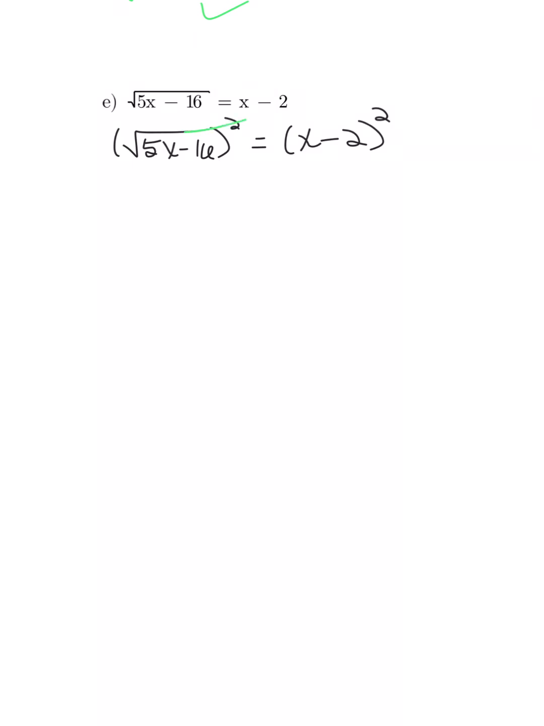So on the left, our square root and square offset each other. We are left with 5x minus 16. Squaring x minus 2 gives us x squared minus 4x plus 4. Now we have a quadratic equation because we have an x squared, which means we want everything equal to 0 on one side of the equation. Because my x squared is already positive, I want to leave it where it is. I'm going to move the 5x and the 16 over to the right side of the equation.